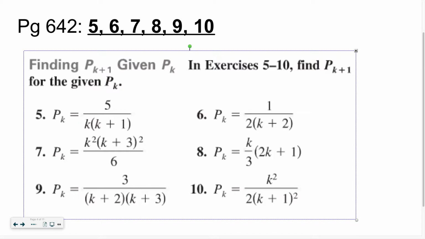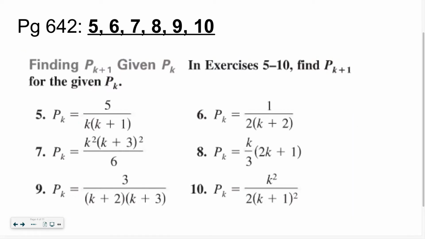That's fine. If you want to change it to S sub K, that's totally cool. I'm just using S sub K because we're going to be doing series formulas, so they are going to be S's. And they want you to find P sub K plus 1 for all of those.